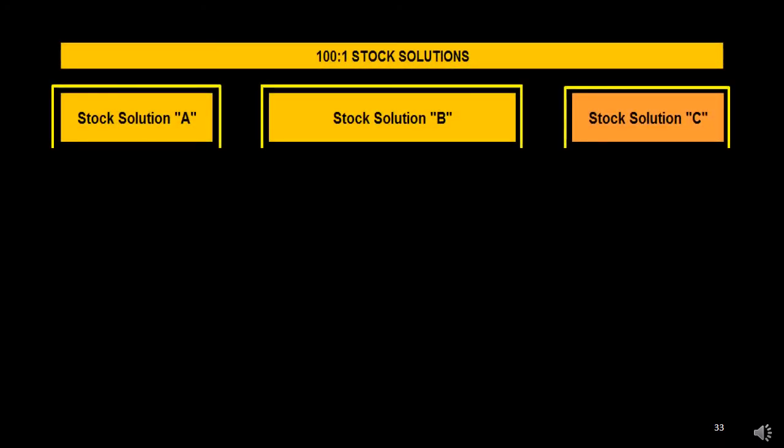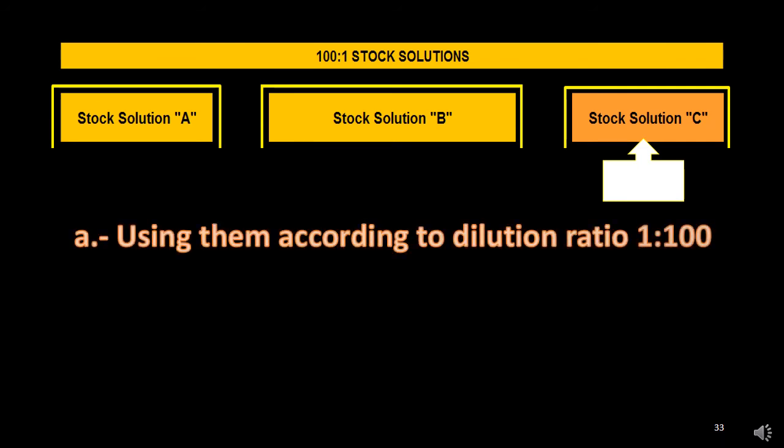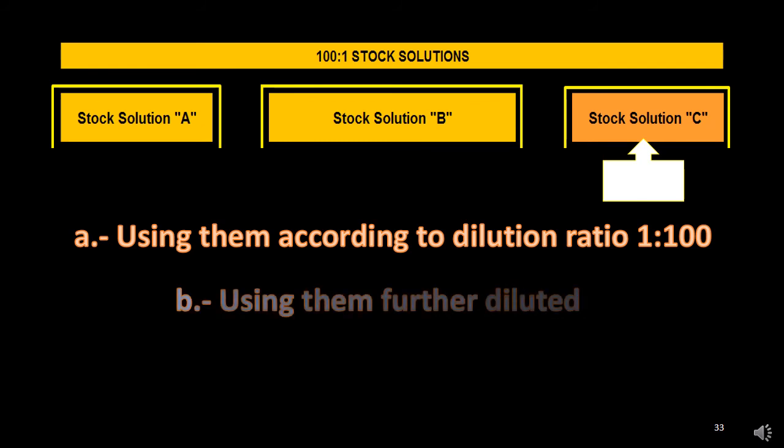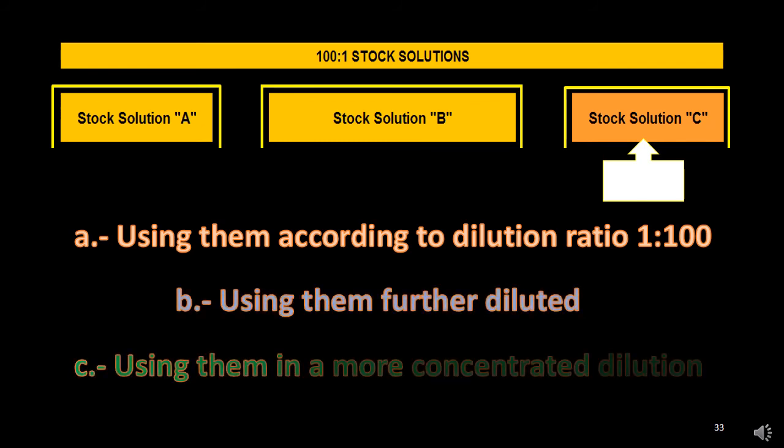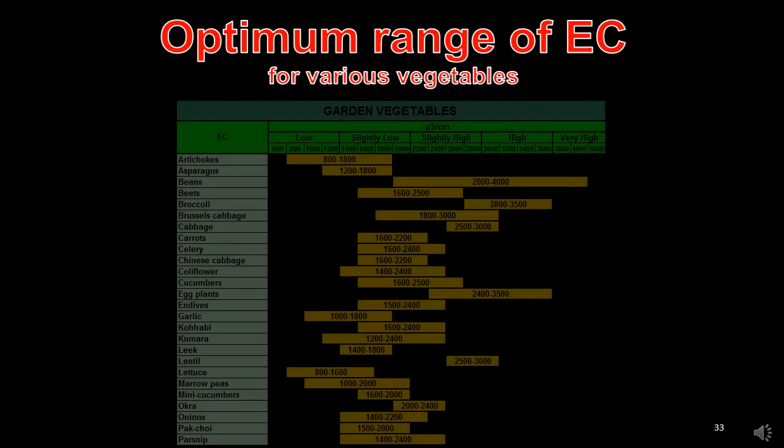Once prepared A, B and C stock solutions, the last one if silicon is used, there are 3 options. These are: A. Using them according to dilution ratio 1:100. B. Use them further diluted. C. Use in a more concentrated nutrient solution. The selected option will depend on the variety of plant to be grown. In order to select it, on page electrical conductivity optimum ranges it is possible to know the conductivity required by many crops.